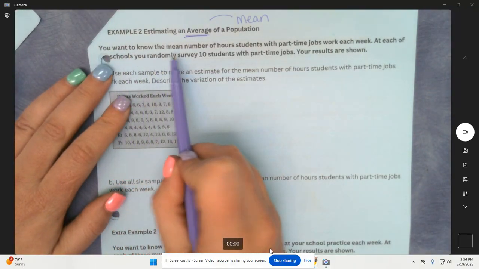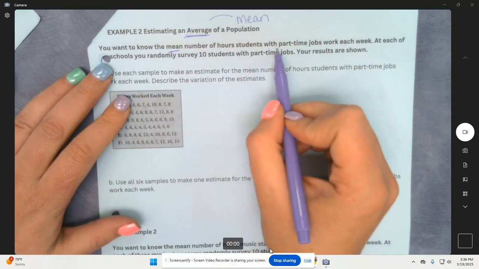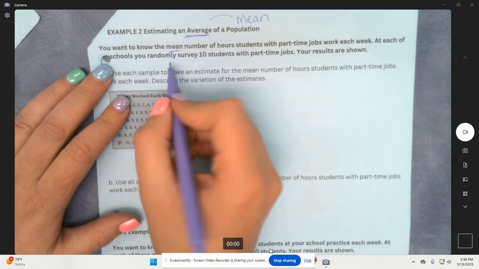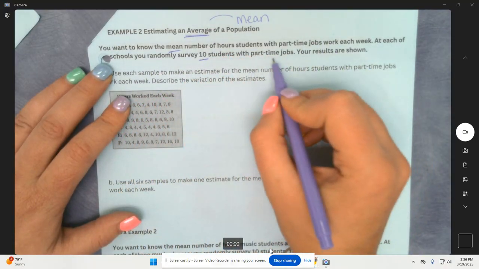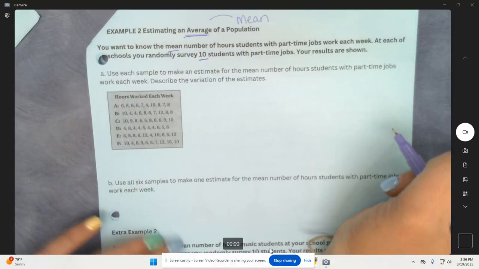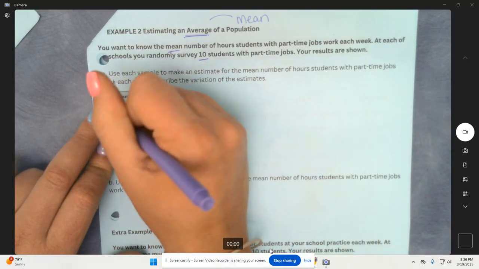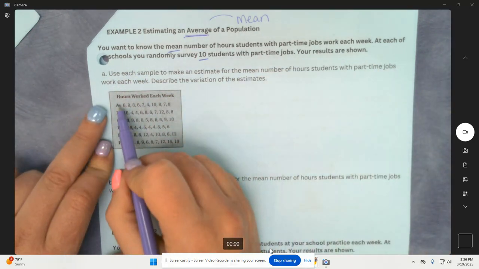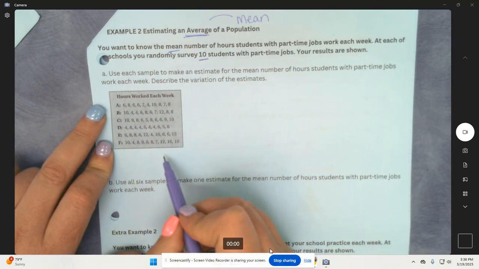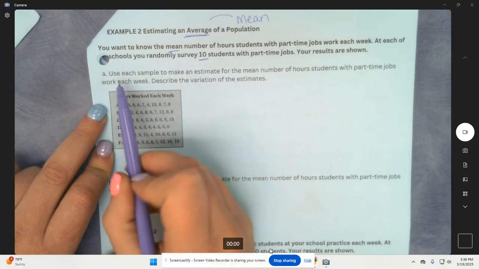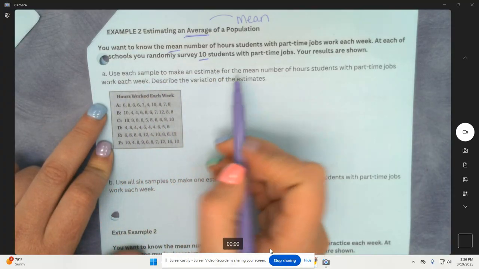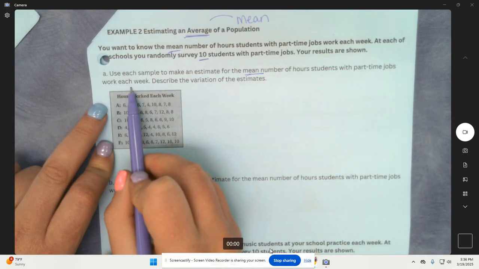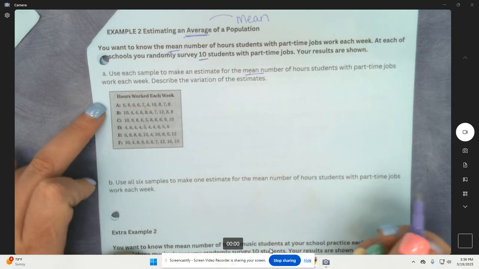So it says you want to know the mean number of hours students with a part-time job work each week. At each school, you randomly survey 10 students with part-time jobs. Your results are shown. We did 1, 2, 3, 4, 5, 6 schools here. Okay, we went to 6 different schools and we randomly surveyed 10 different students at each school. It says use each sample to make an estimate of the mean number of hours students with part-time jobs work each week. Describe the variation of the estimates.